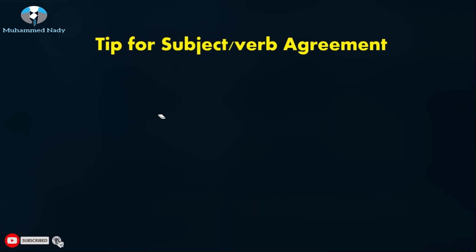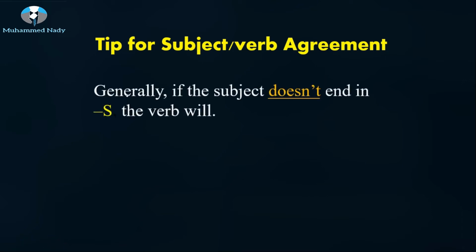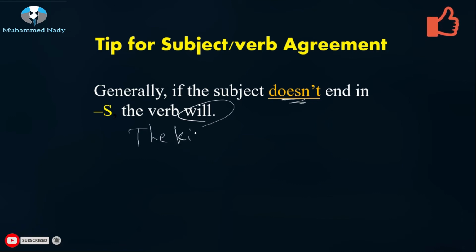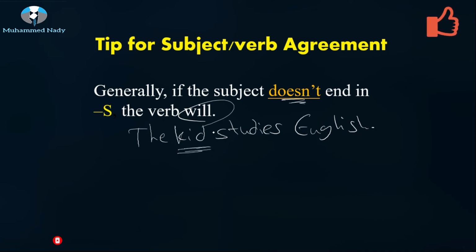Okay, and here we have some tips that can make things easy for you. The first one says, if the subject doesn't have an S, that means that the verb will have an S. Look at this. The subject doesn't have an S. Like when we say that the kid studies English. So here in this sentence, the subject doesn't have an S because it's singular, so the verb should have an S because we said that the singular verb should have an S.